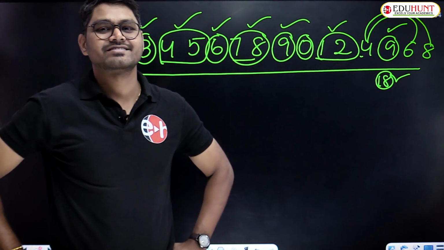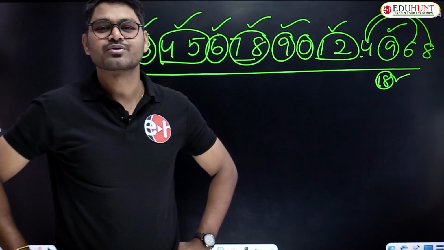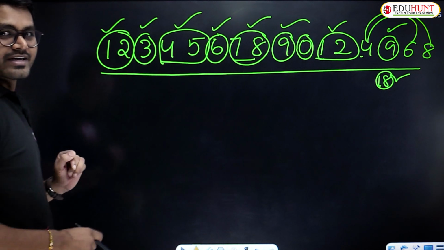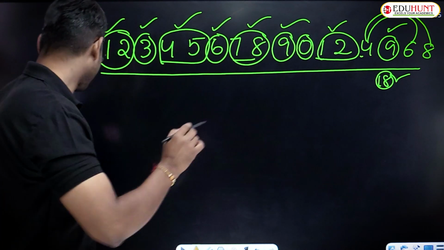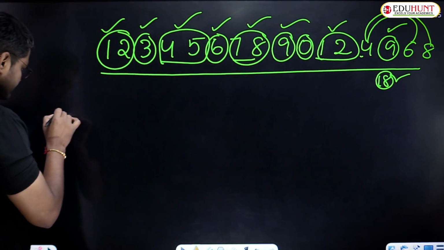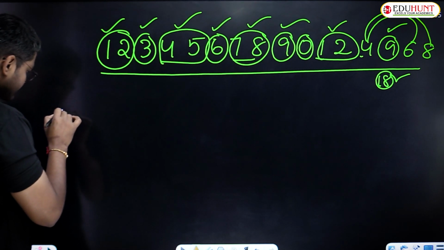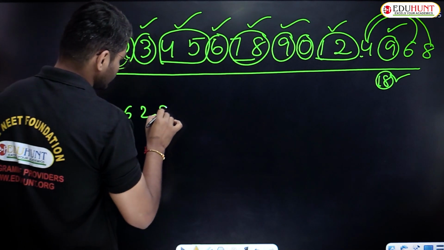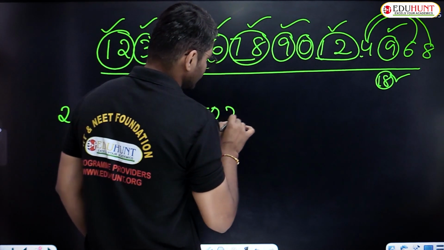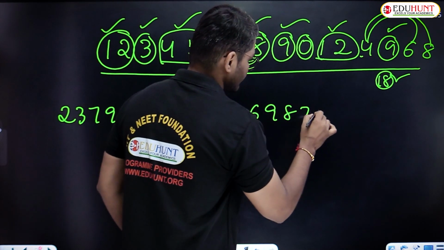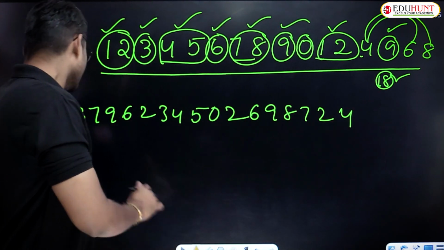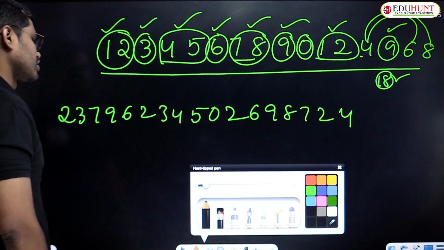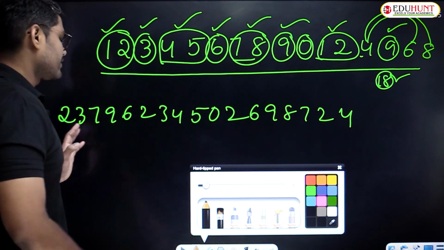Did you understand? Yes or no? Okay. Right. I'll give you one more number, now you will understand better. If I give you 6, 2, 3, 4, 0, 2, 6, 9, 8, 7, 4. Yes, this number I gave you. So we have to check whether this number is divisible by 3 or not. Okay, take the number. First, what we have to do?